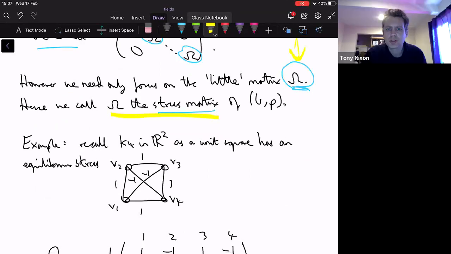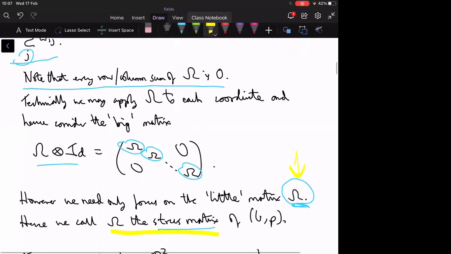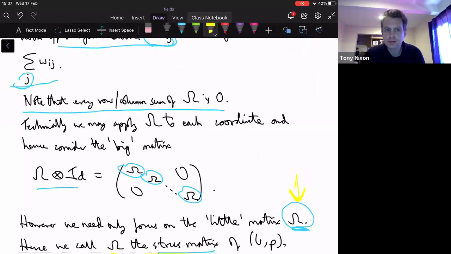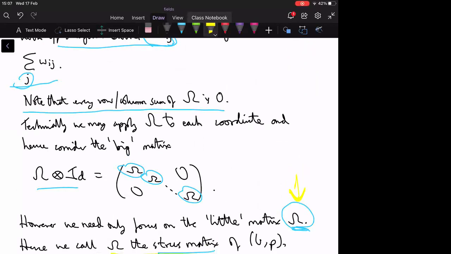Sorry, was there a question? Yeah, can you go back up a little bit? Yeah. Further? Can you expand on, technically we may apply omega to each coordinate?